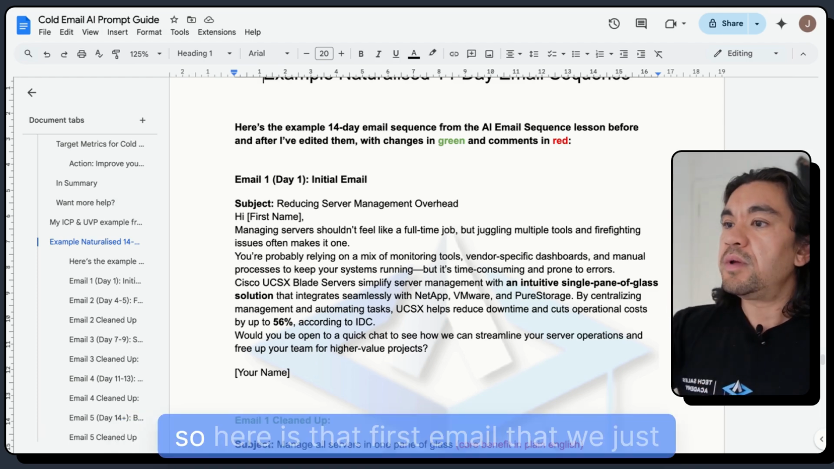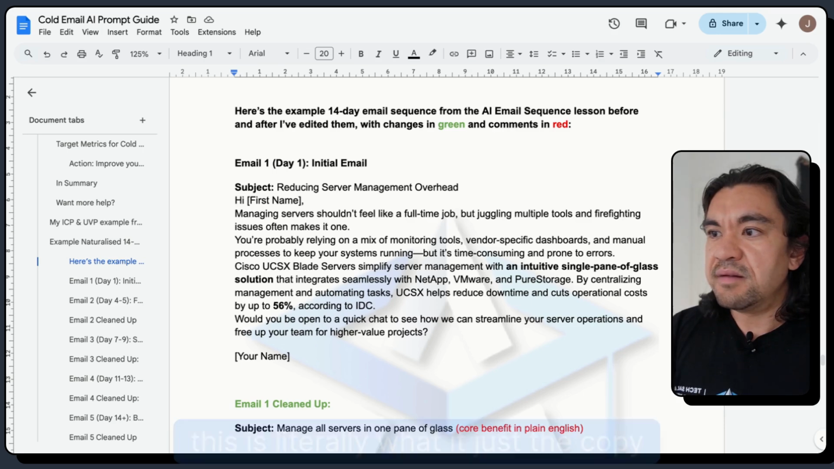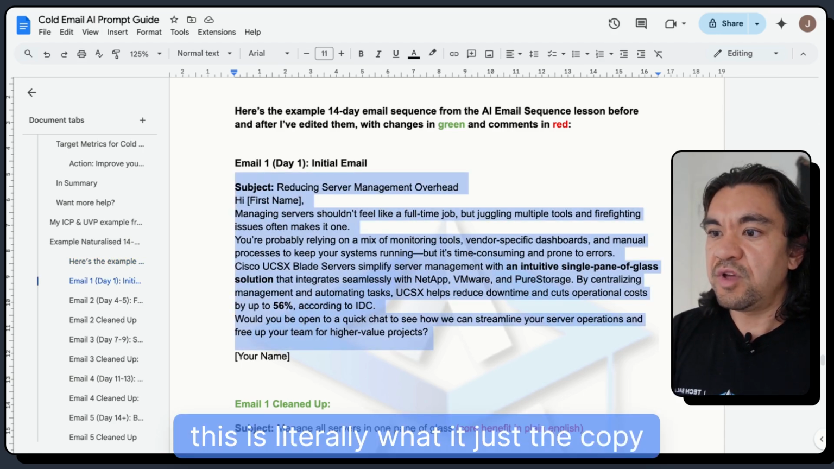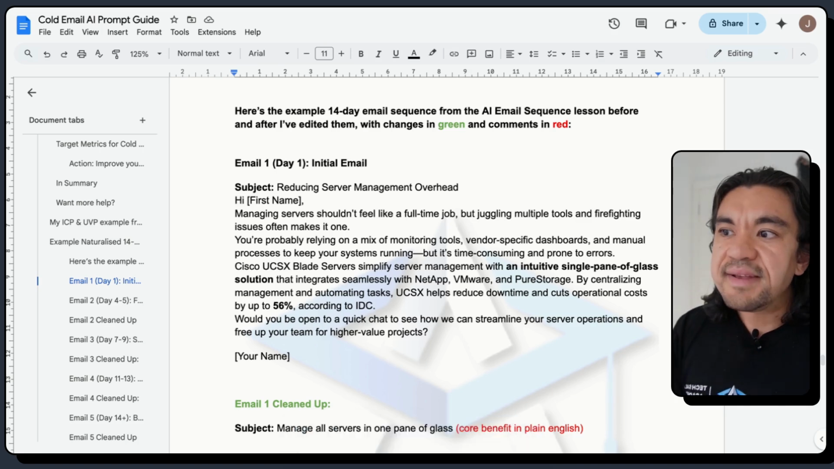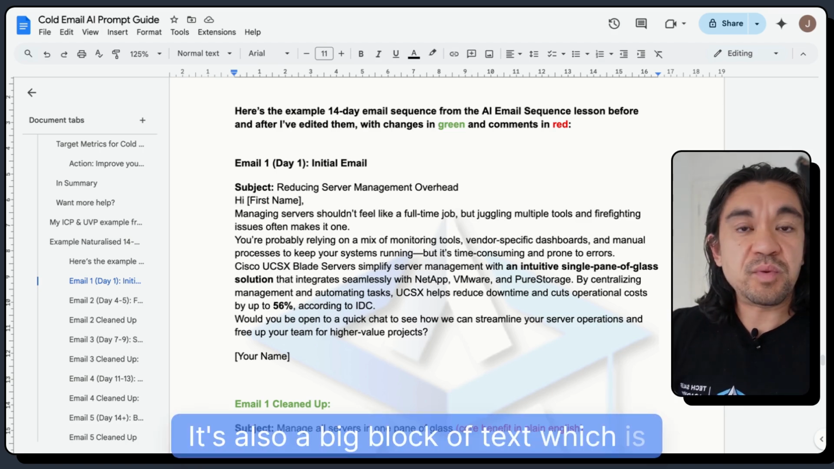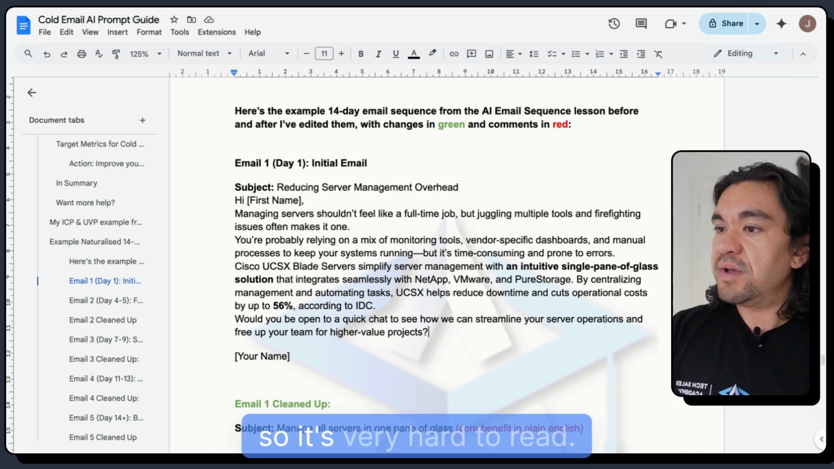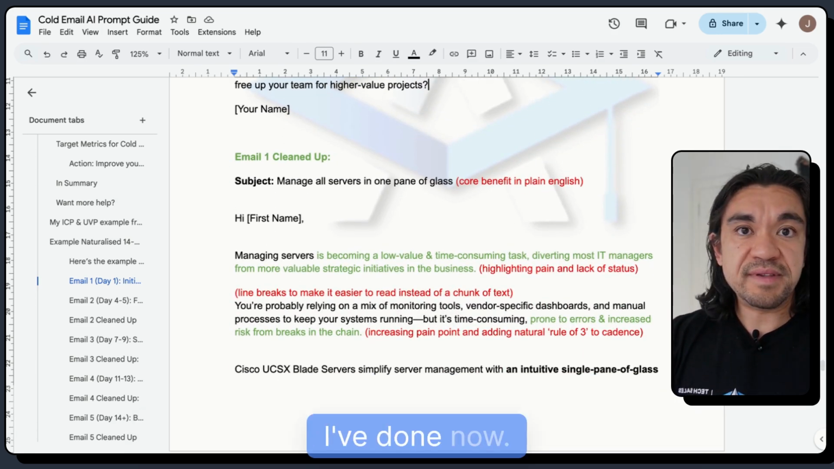Okay, so here is that first email that we just talked about previously. This is literally the copy and paste dump from ChatGPT. So it's not great, right? It's okay. It's also a big block of text, which is not good. So it's very hard to read. So what I've done is I've cleaned it all up, and we're going to talk through what I've done now.